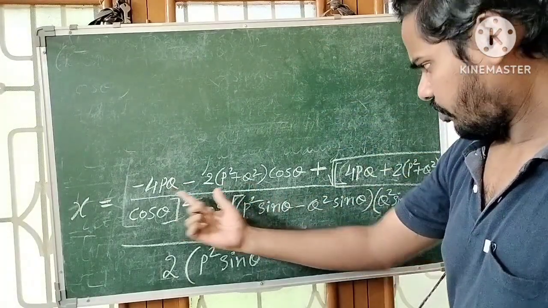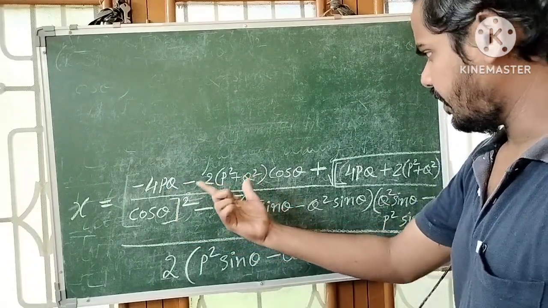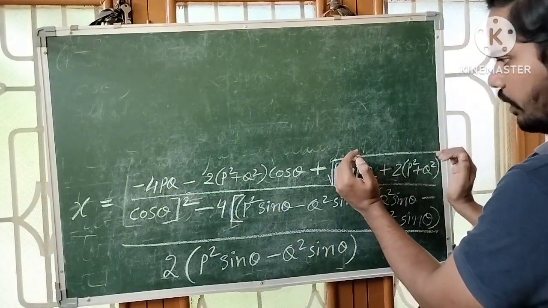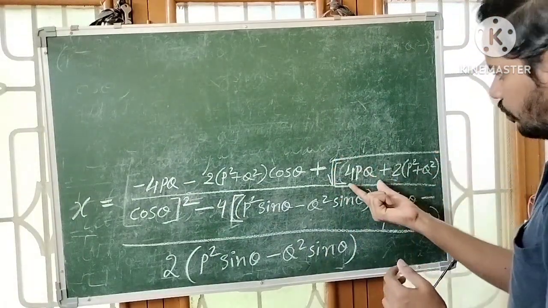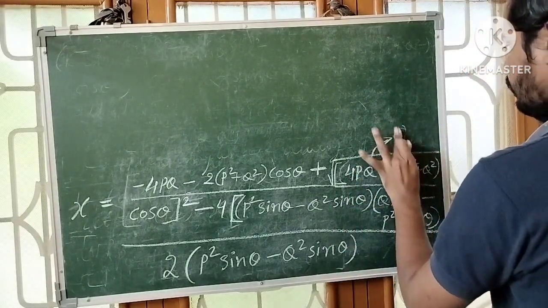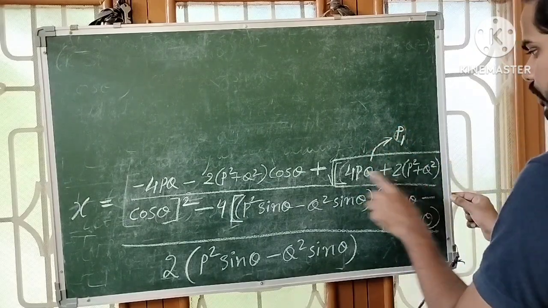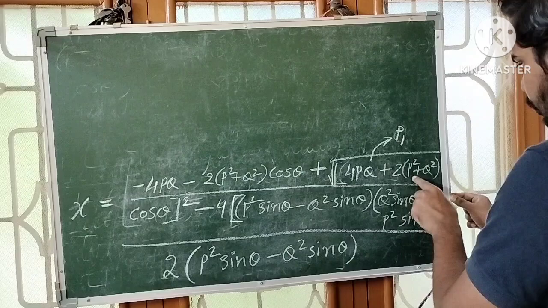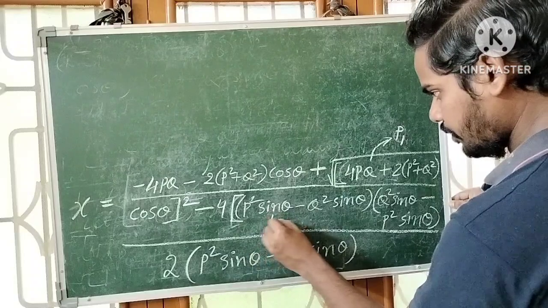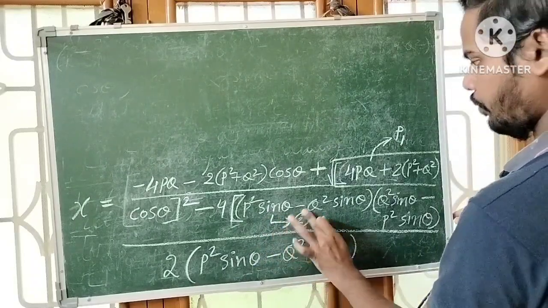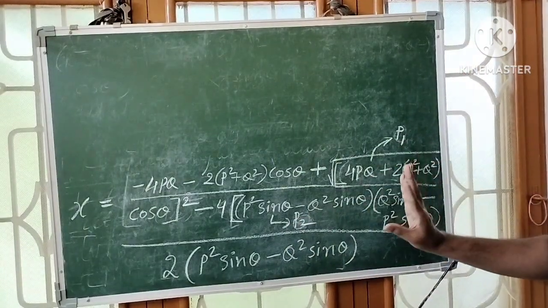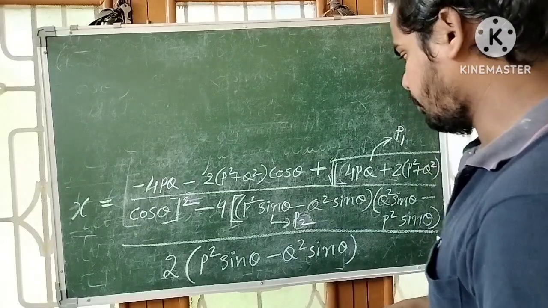See, leave this expression as it is. So minus b, okay. Now I am going to solve the square root expression. I want to simplify only this part. Suppose this is part 1: 4pq plus 2 into p square plus q square cos theta, whole square. And this is my part 2. I just want to simplify part 1 and part 2. Later we can substitute and simplify further.